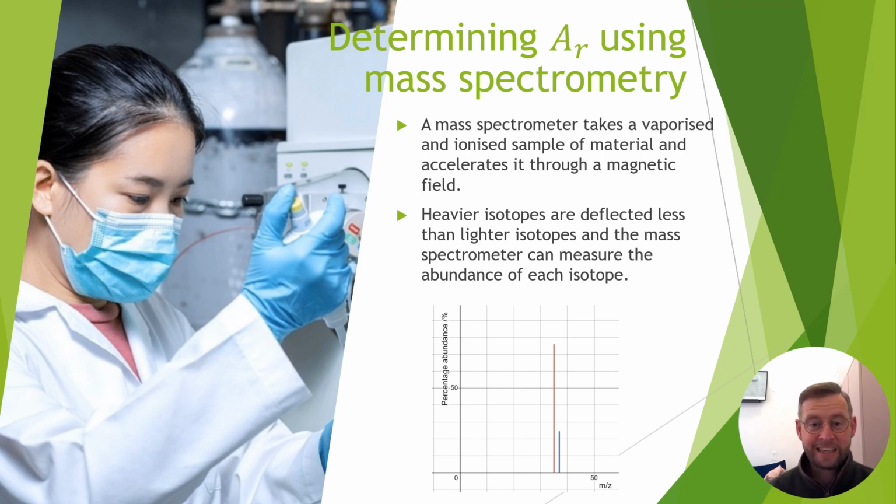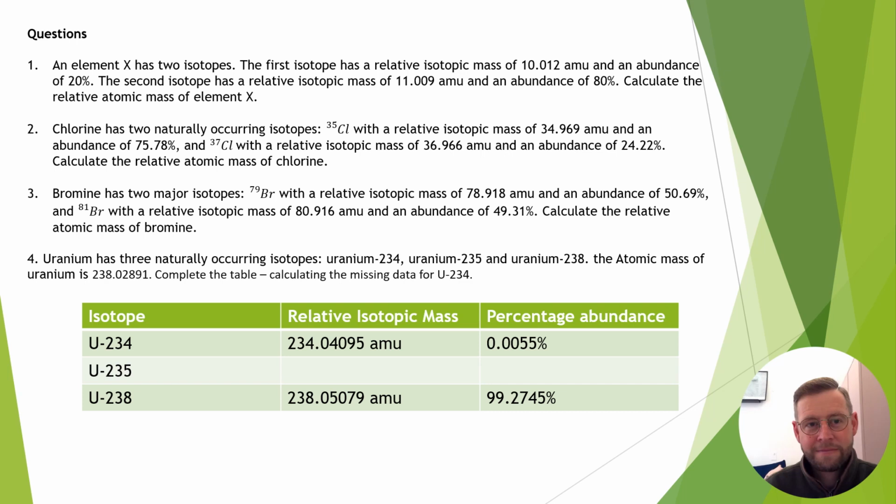And so you can see here, this is a sample of chlorine, and we've got some of it, the majority of it, coming through at a mass in atomic mass units of about 35, and we've got a smaller proportion of it coming through at an atomic mass of about 37. And it means that we could work out the relative atomic mass for this element by just sending a sample through a mass spectrometer.